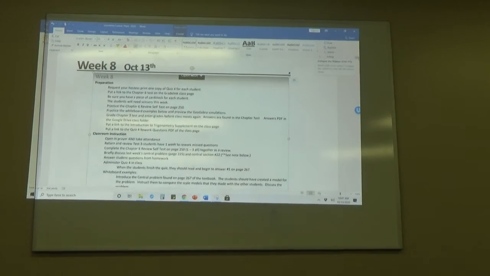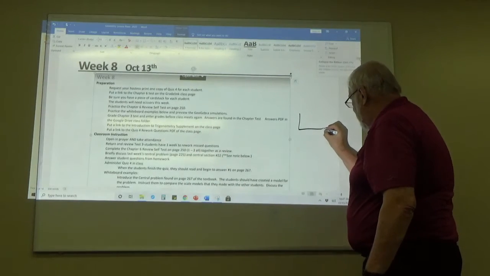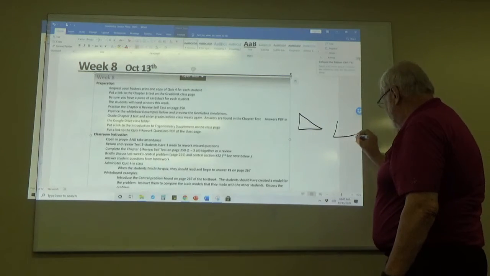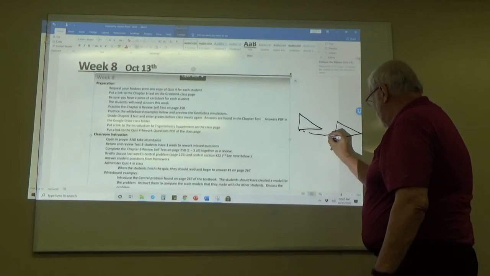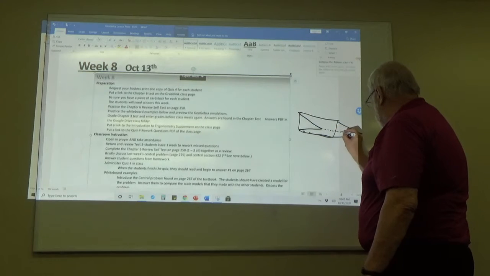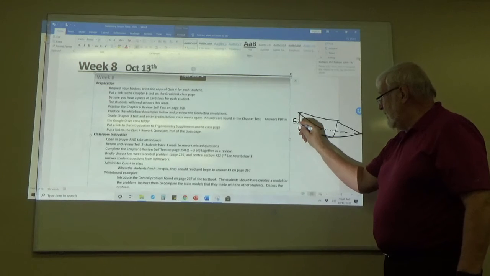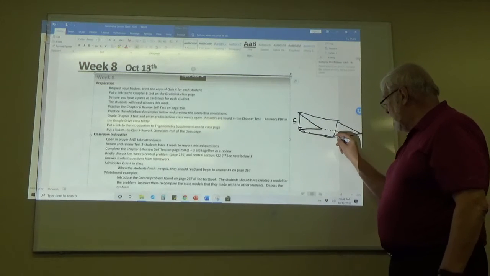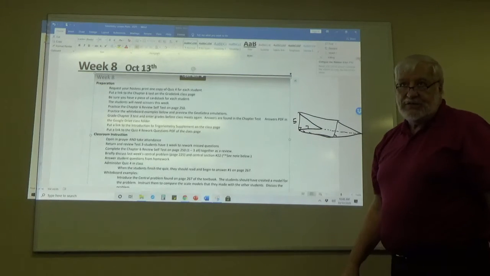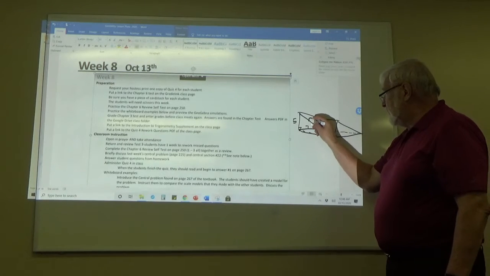Okay, so if I give you a triangle like this, and it's a prism, then what happens? All right, so let's say that this is 5. That's the right angle. And this is 7. And 49 and 25 is 74. This is the square root of 74.